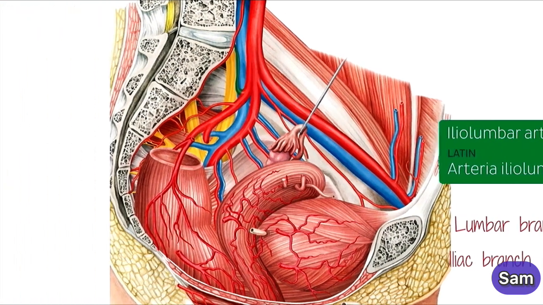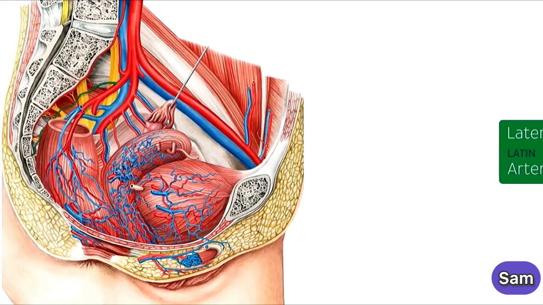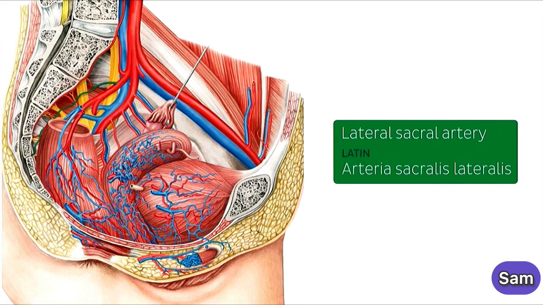The second branch of the posterior division is the lateral sacral artery. As I said, it's a branch of the internal iliac artery. It travels inferiorly and laterally, lateral to the medial sacral artery. This artery gives off spinal branches and supplies the sacral canal, the piriformis muscle, and the erector spinae muscles. Here we can see this artery highlighted in green travelling downwards.